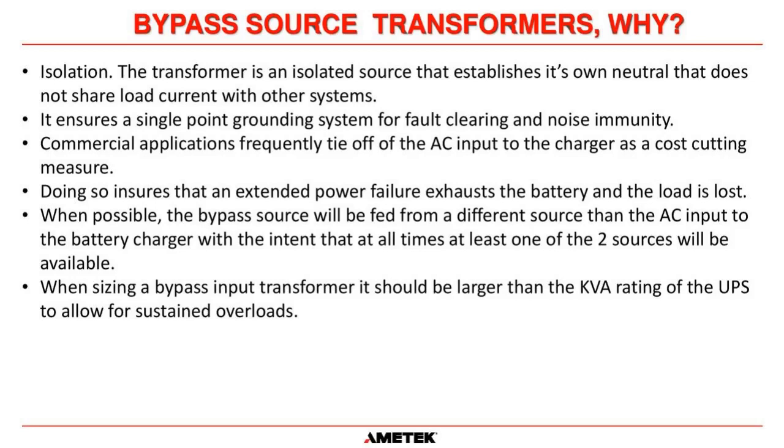Okay. One other thing about bypass transformers, they should be larger than the kVA rating of the UPS. So let's say we have maybe a 30 kVA UPS, we'd probably go with a 50 kVA bypass transformer. And the reasoning behind that is we want to make sure we've got capability if there is a sustained overload. If we overload the UPS, we want the bypass source to still be able to provide that overload until we can get it straightened out.